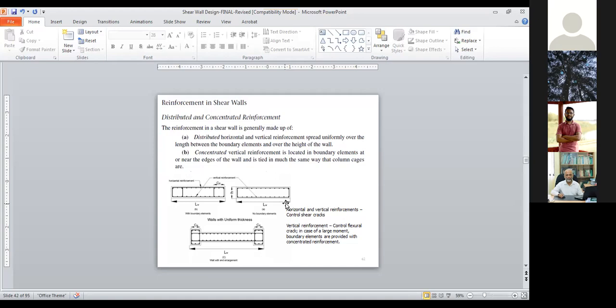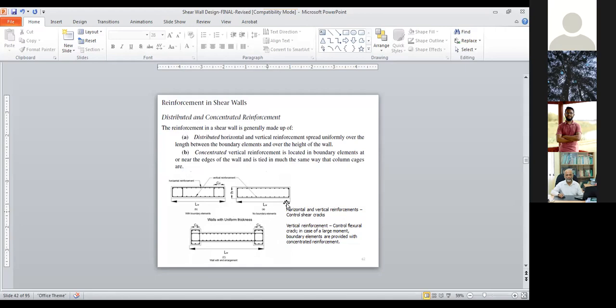Then you can have the flanged section, like you have the wave flange like that. So when you have a very large moment, of course, you need to provide the boundary elements to take the over stress. And if your stress is more than 0.2 f'c at the boundary level or edges of the shear wall, then you need to provide some additional section to control the compression in your concrete. So that's why you need the boundary element.